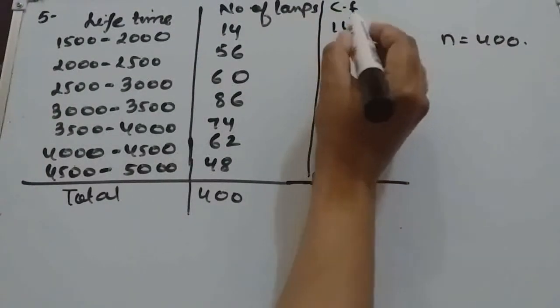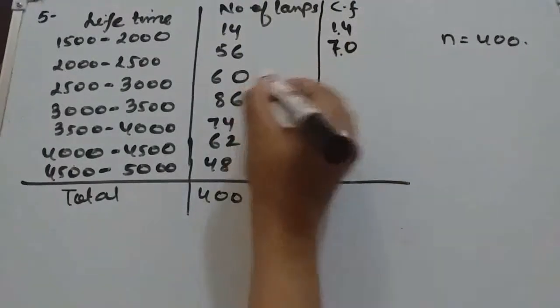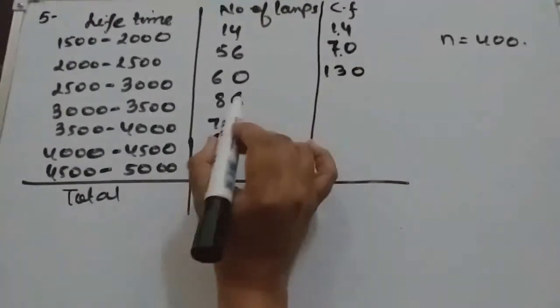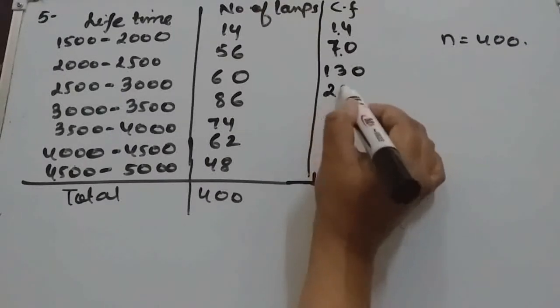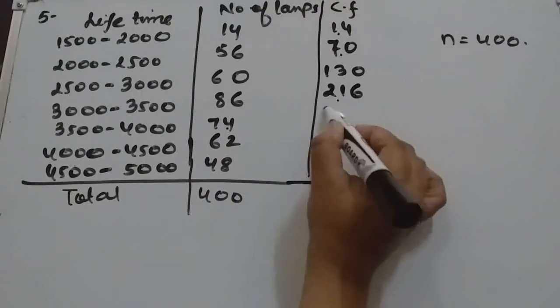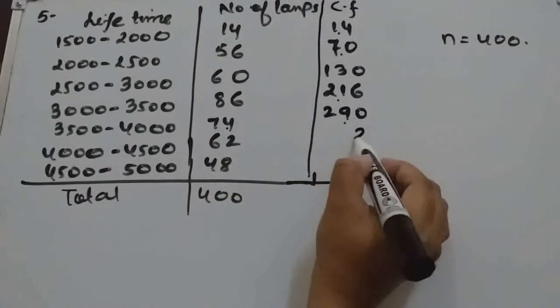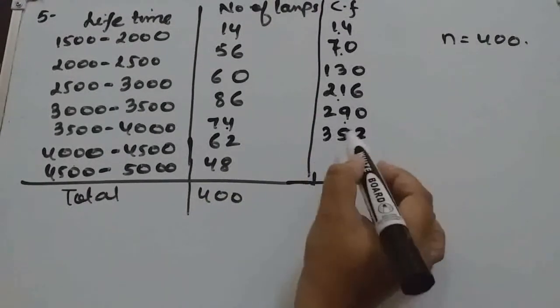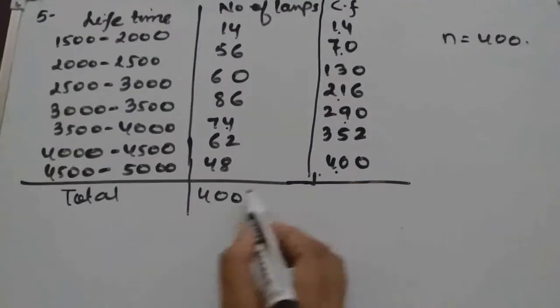So 14 plus 56 will give 70. 70 plus 60 means 130. 130 and 86 will give 216. 216 and 74 will give 290. 290 and 62 will be 352, and 352 plus 48 means 400. So these two values are the same.